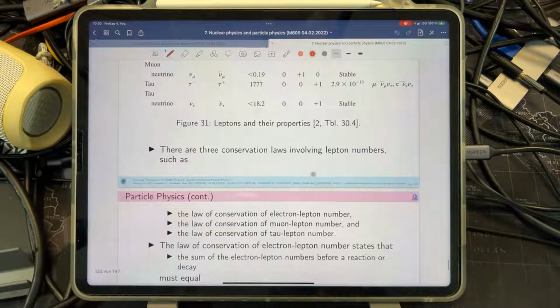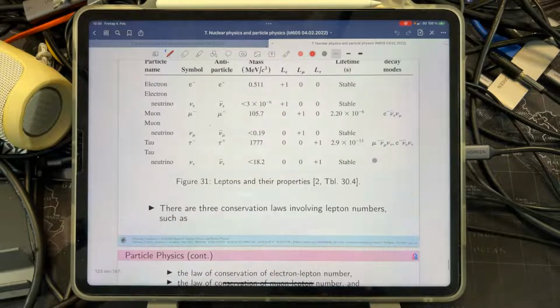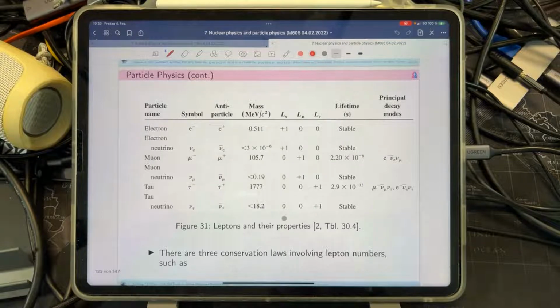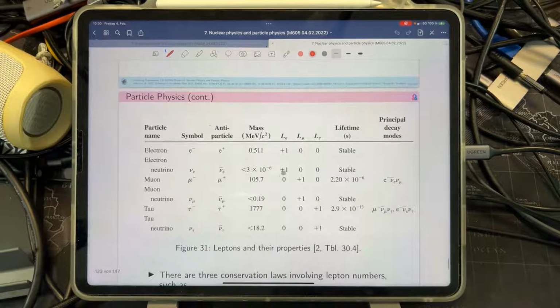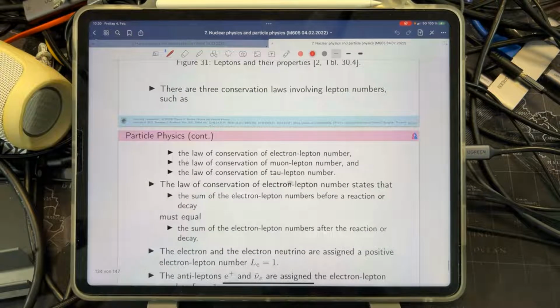And there are 3 conservation laws according to lepton numbers. Because we have 3 lepton numbers, there will be 3 conservation laws. The first law is the law of conservation of electron lepton number. The second one is the law of conservation of muon lepton number. The third one is the law of conservation of tau lepton number. So all of these would have their own conservation laws. Let's see what that is.